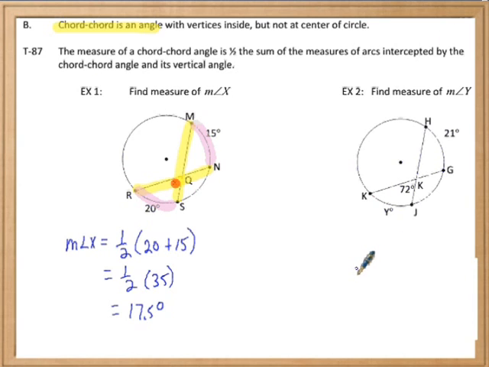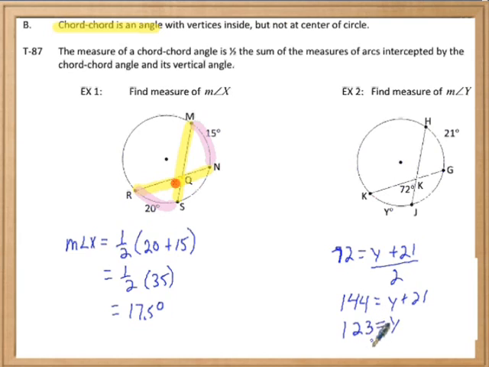So this time I'm given an arc and the angle, and I have to find the other arc. So that would mean that 72 is going to be equal to y plus the 21, and of course I have to cut that in half. If I go ahead and solve this like a regular algebra problem, I'm going to multiply by 2, and then I would get 144 equals y plus 21, y equals 123. That's all there is to it, and that's called the chord theorem.